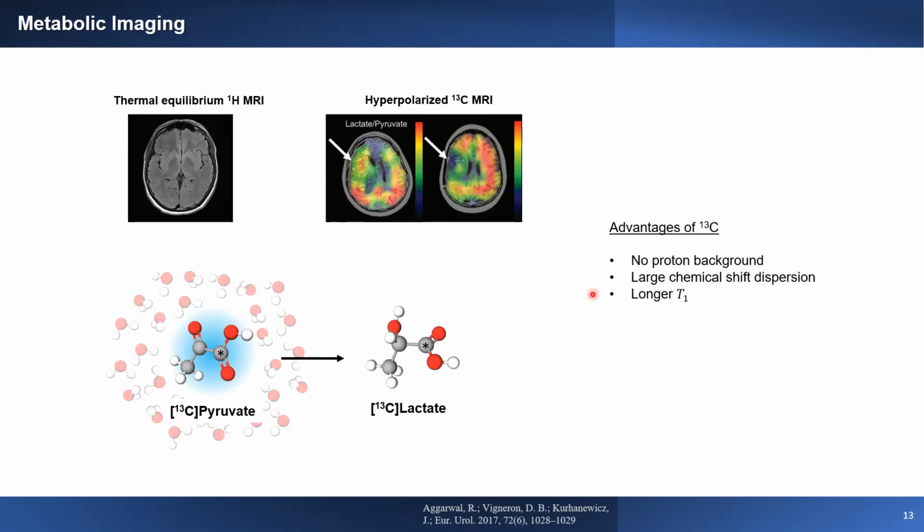Well, there's three reasons why this is done with carbon-13 and not proton. That's that there's essentially no background to these images. So you don't have this large water background. You have a large chemical shift dispersion with carbon-13, so you can easily see the difference in the metabolites in the spectra. And then the really standout reason is that the T1 of the carbon-13 is typically longer than that of a proton. So the T1s you can expect for these sort of molecules, or put another way, the lifetime of this tracer in the body is of the order of 30 or 60 seconds.